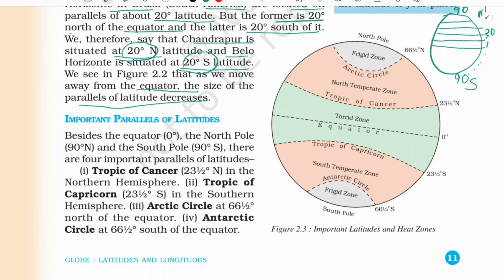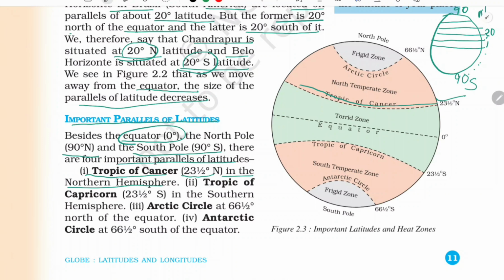There are 4 important parallels of latitude. So let us try to understand them. First, besides the equator, which is 0 degrees, the North Pole at 90 degrees north, and the South Pole at 90 degrees south, there are 4 important parallels of latitude. First is the Tropic of Cancer, which lies at 23.5 degrees north in the northern hemisphere, that is here upward. Tropic of Cancer is in the north at 23.5 degrees.